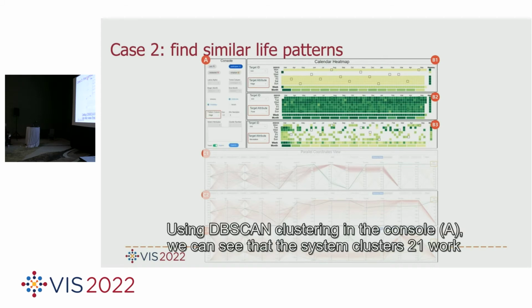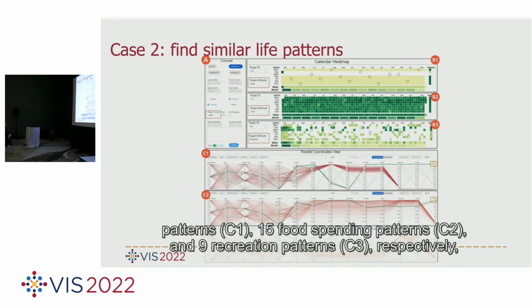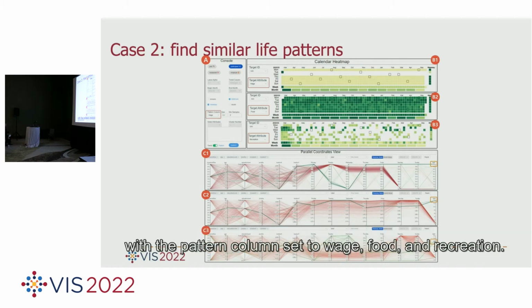Using DBSCAN clustering in the console, we can see that the system clusters 21 work patterns, C1, 15 food spending patterns, C2, and 9 recreation patterns, C3, respectively, with the pattern column set to wage, food, and recreation.